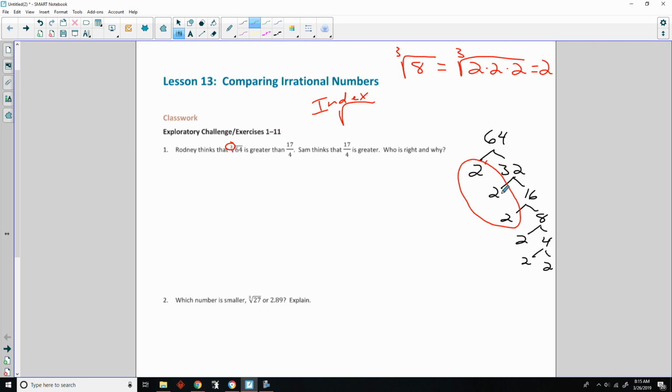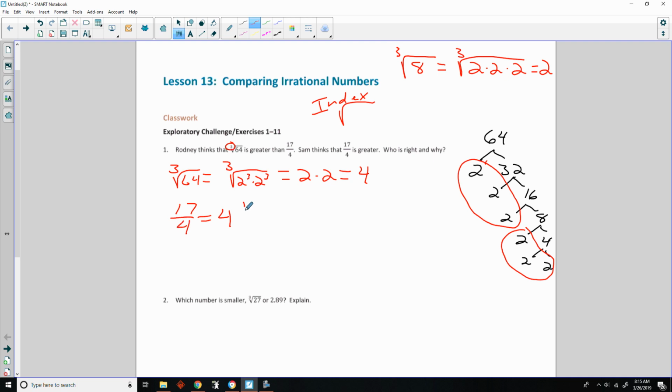So the cube root of 64 has 3 2's, but then it has 3 2's again. So that means the cube root of 64 equals the cube root of 2 cubed times 2 cubed. Well, that would equal 2 times 2, because I have 3 2's, and therefore the cube root of 64 is 4.